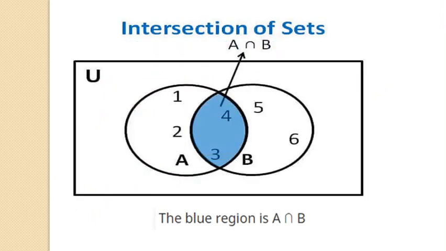And if we want to understand with the help of a Venn diagram, then this is set A: 1, 2, 3 and 4. This is set B: 3, 4, 5 and 6. 3 and 4, these two elements are common. So this blue region is representing A intersection B, because these are the elements which are common in both the sets A and B.